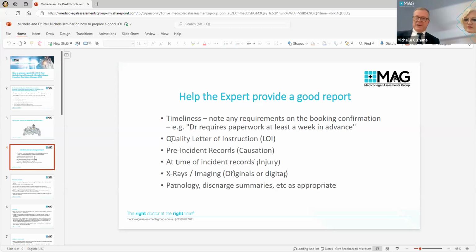If I can get my LOIs 2 weeks before, I'm very happy, because it gives me time to think about it. I can sleep on it when I think of things while I'm asleep. And it'll give me time to actually ring treating dentists if there's any discrepancies in what's been proposed and claimed. And then you get a much more useful report for the client.